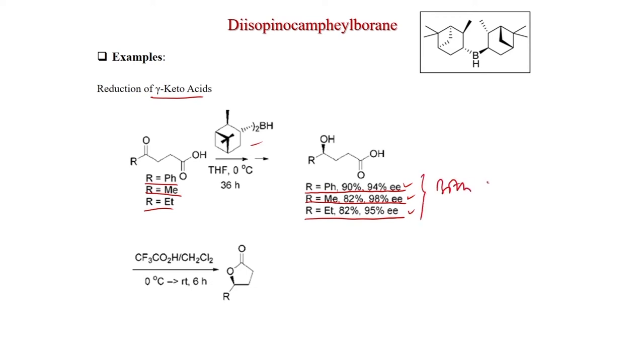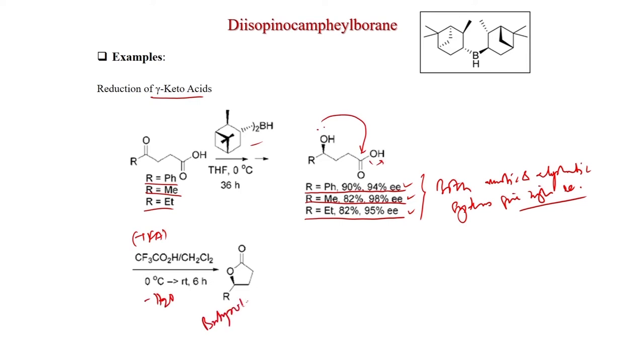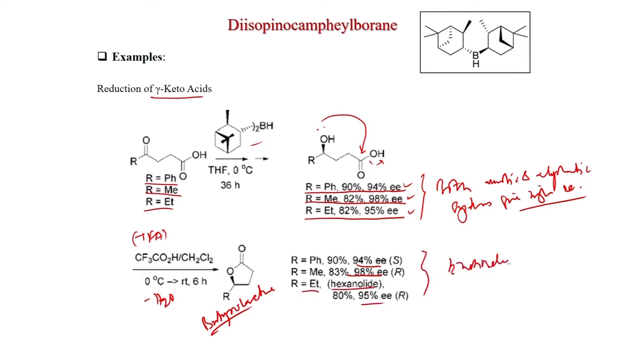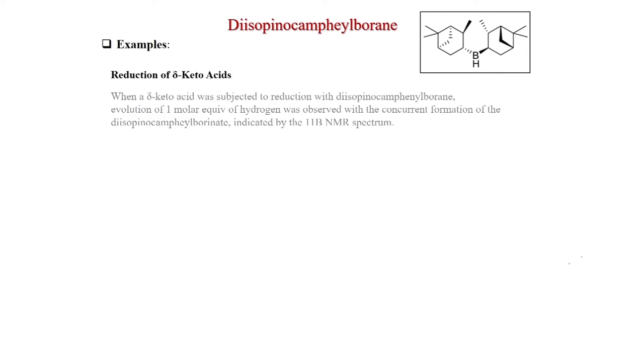So here also both aromatic and aliphatic systems give high ee. This is very important for gamma keto acids. After trifluoroacetic acid treatment, that is TFA, cyclization happens. Under acidic condition you get water elimination and you get butyrolactone, and the enantiomer selectivity is preserved. Here R equal to Ph 94, methyl 98, and R equal to ethyl, which is called hexanolide, you get 95% ee. So the enantiomer selectivity is preserved.